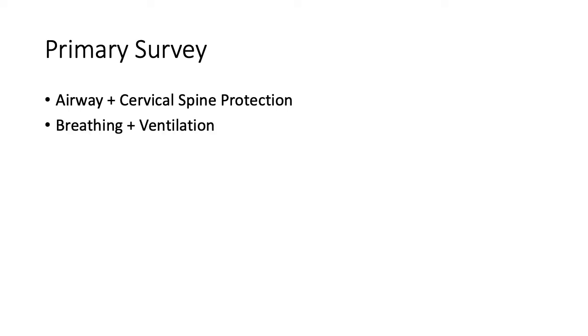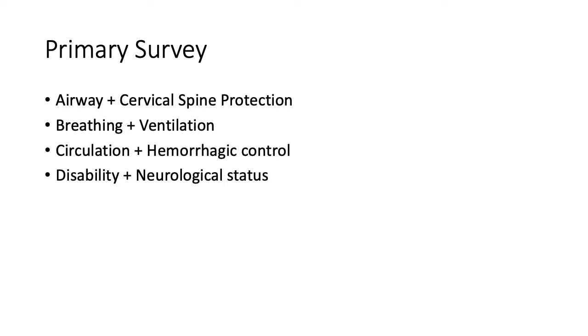In this podcast, we'll be discussing the management of the trauma patient according to the Advanced Trauma Life Support principle. We begin by performing a primary survey, which comprises 5 steps. Firstly, airway and cervical spine protection, followed by breathing and ventilation, then circulation and hemorrhagic control, followed by disability and neurological status, and finishing off with exposure and temperature control.